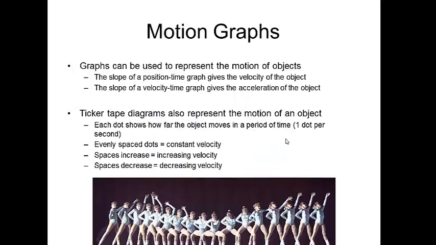And the ticker tape diagram is a different way to represent the motion of the object. If the dots are evenly spaced, it's a constant velocity. If the spaces increase, you've got increasing velocity, or acceleration. And if the spaces decrease, it's decreasing velocity, which we also call acceleration because any change in velocity is acceleration.